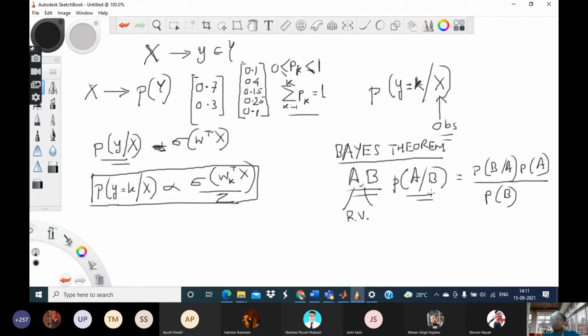Now suppose we are interested in understanding the probability that A takes any particular value, or basically we want to understand the probability distribution of A. The probability distribution of A is of course encoded by the quantity P of A. This is nothing but the probability distribution of A.